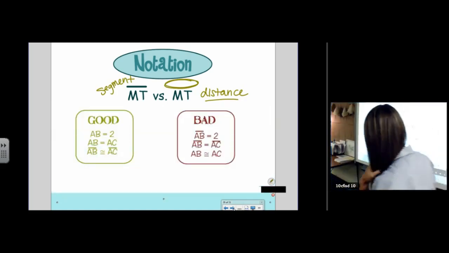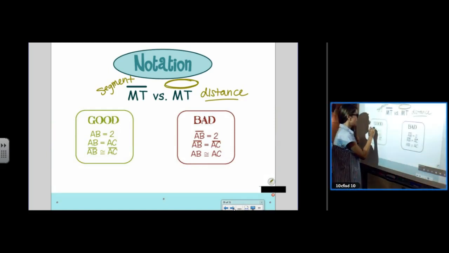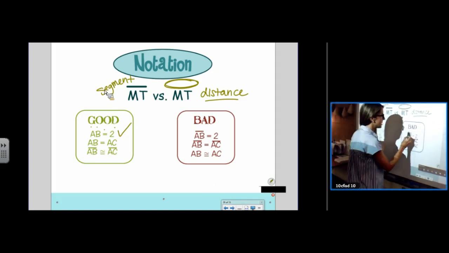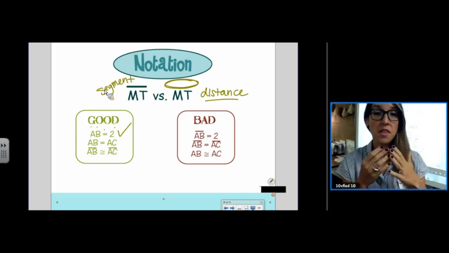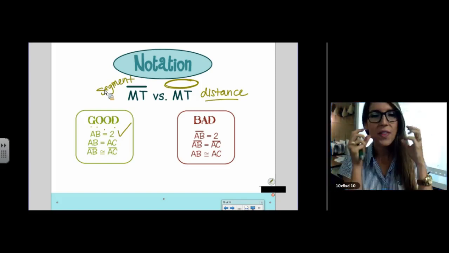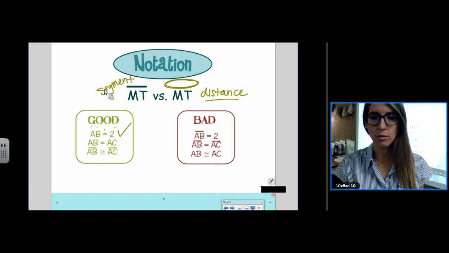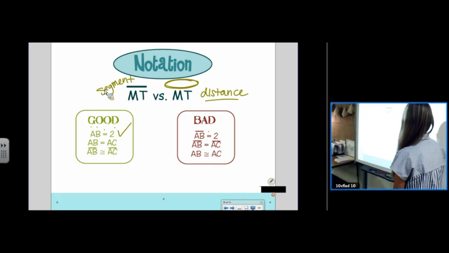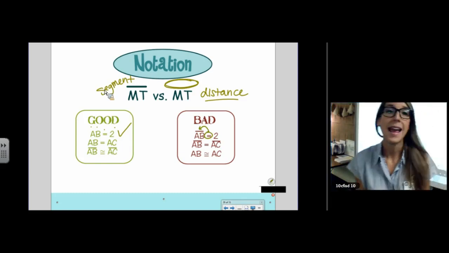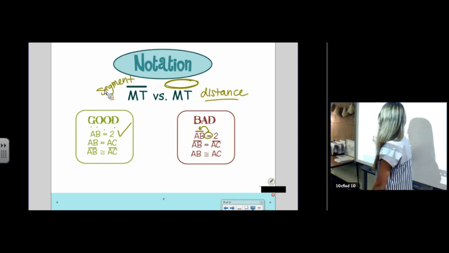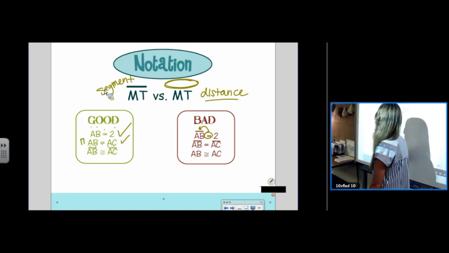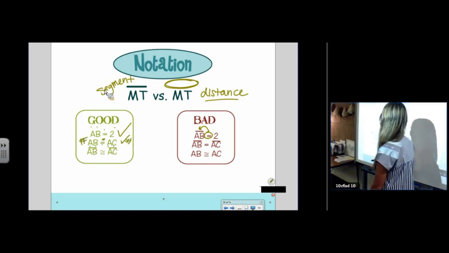So look at this. This means the distance from A to B equals 2. That's good. This means segment AB equals 2. A segment can't equal 2. The length of the segment can be 2, but this object itself can't be 2. So you never use an equal sign with a symbol. Can use a congruent sign, okay? Look at this. The distance from A to B equals the distance from A to C. That's good. That's a number equaling a number.